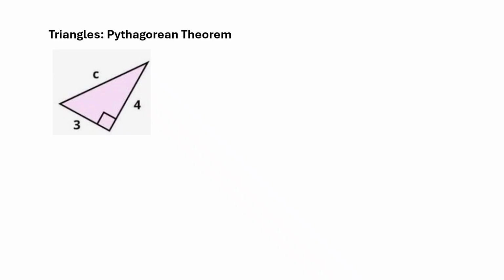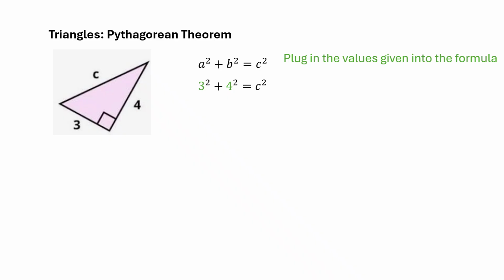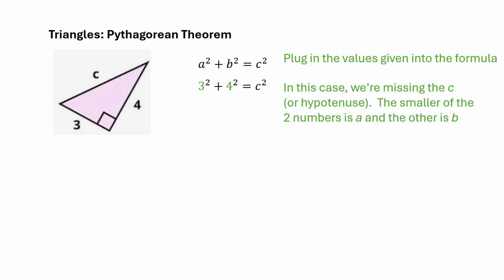Do you remember the Pythagorean Theorem formula? A squared plus B squared equals C squared. Let's plug in the values that we were given. So we have a 3 and a 4, and the C is on the slant or the diagonal. Therefore, 3 and 4 are our legs, and C is our hypotenuse. So I'm going to plug in 3 and 4 in the A and B spots. In this case, we're missing the C. The smaller of the two numbers is A and the other is B. This would still work if you reverse them, but I just like to keep the same thing all the time.